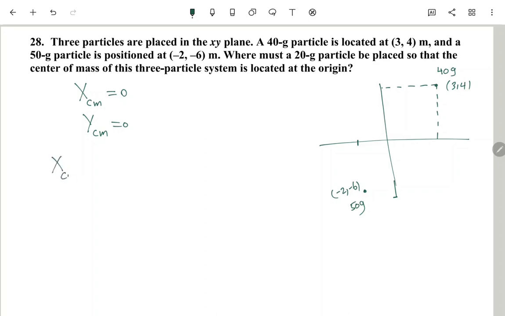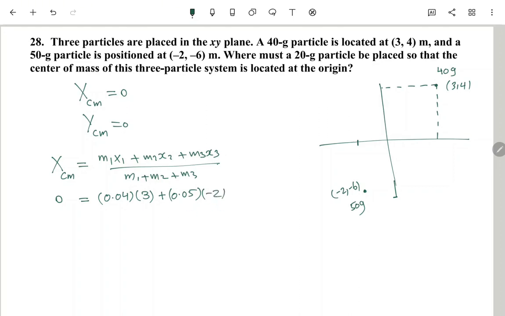So X center of mass equals M1 X1 plus M2 X2 plus M3 X3 divided by M1 plus M2 plus M3. Now X center of mass is given equal to 0. So 0.04, because we have to convert it into kilograms, times 3, the X position, plus M2, it's 50 grams, which is 0.05, times the X position, -2, plus 20 grams, it's 0.02, and we have no idea about its position, so let's keep it X3, divided by 0.04 plus 0.05 plus 0.02. You simplify this one here, you will find X3 equal to -1 meters.